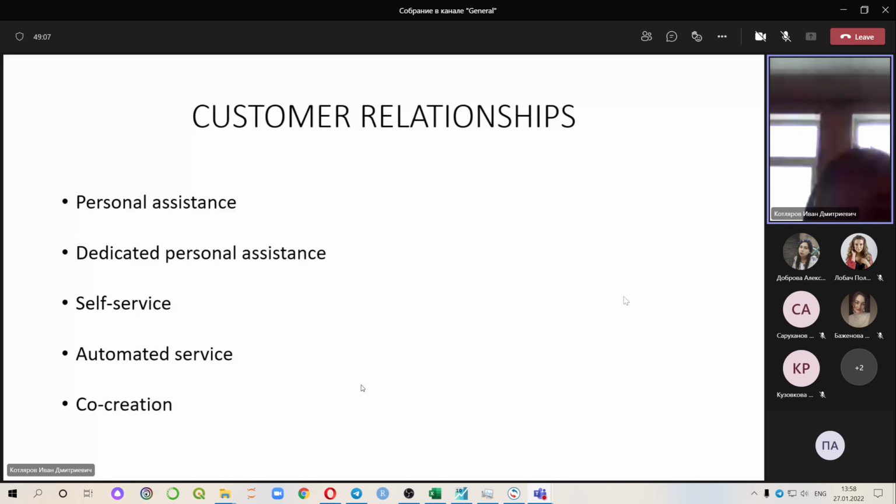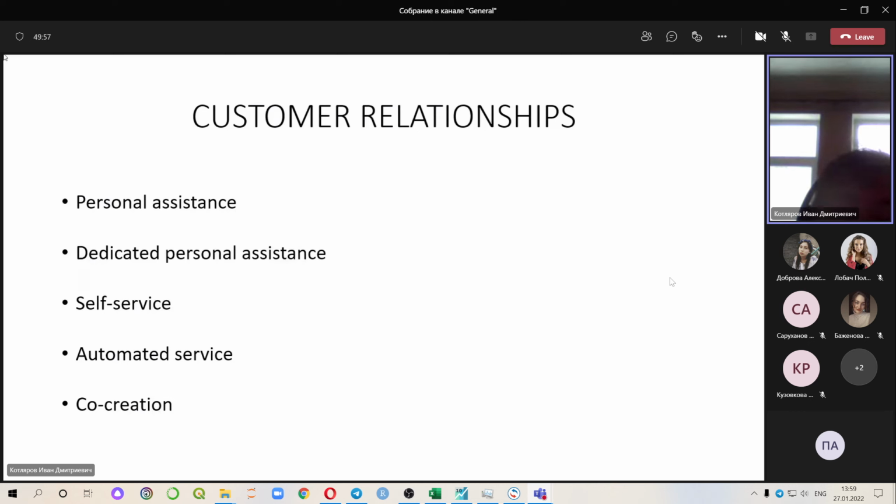Absolutely correct. And co-creation. What is it, guys? What is co-creation? For example, you go to some specific restaurant where you are supposed to cook your own meal with the chef. Okay, very good example. Actually, why not? Technically you're right.